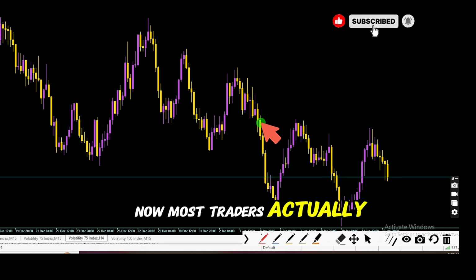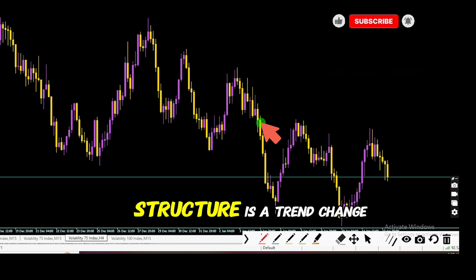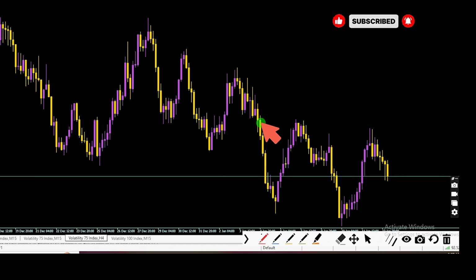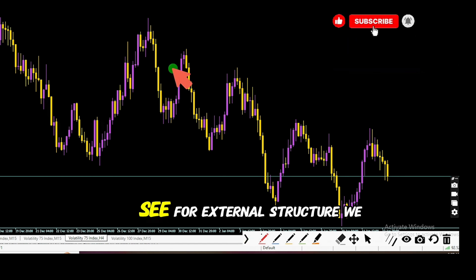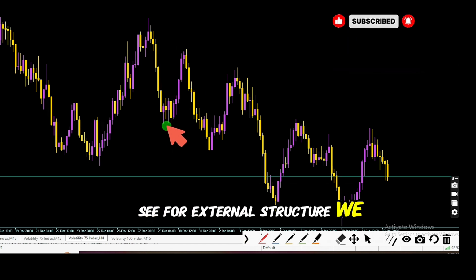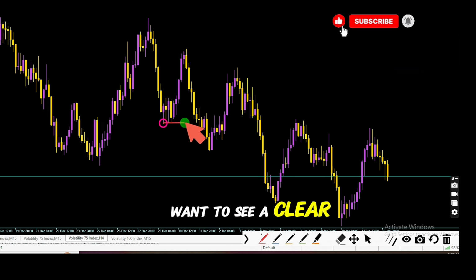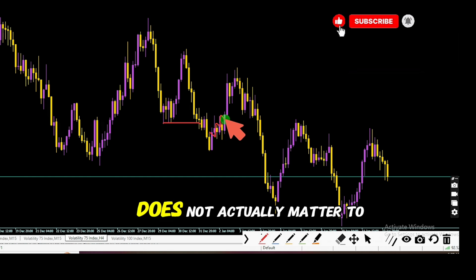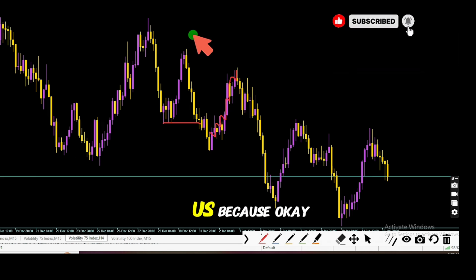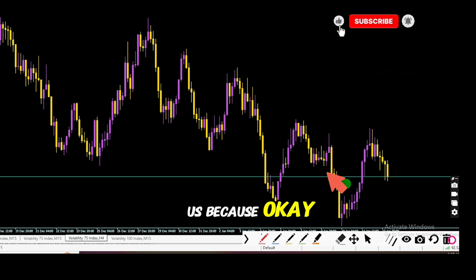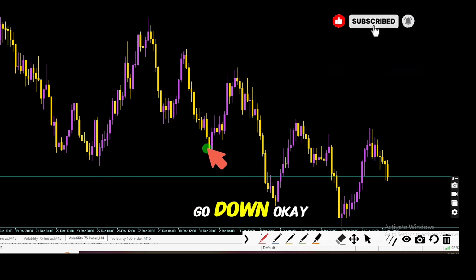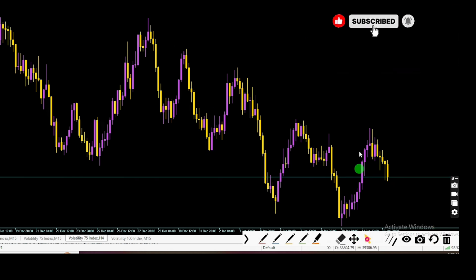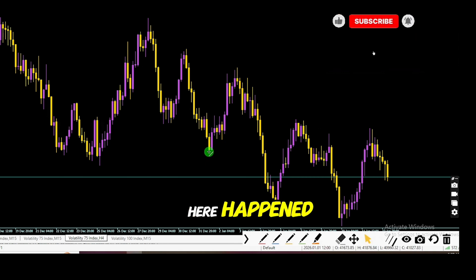Now, most traders actually think that every break of structure is a trend change. No, no, no. For external structure, we want to see a clear break. Whatever is happening in here does not actually matter to us. Because, okay, now let's see. When we go down, let's say this break right here happened.